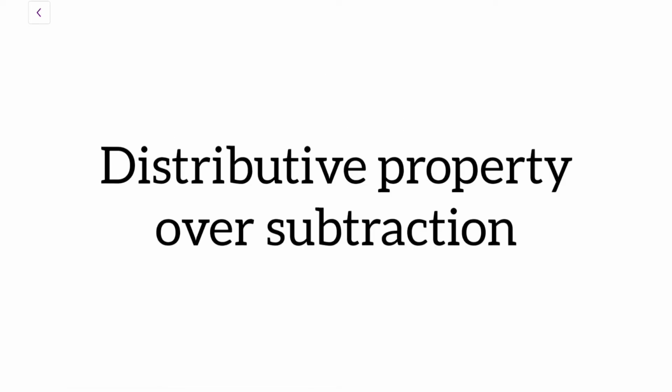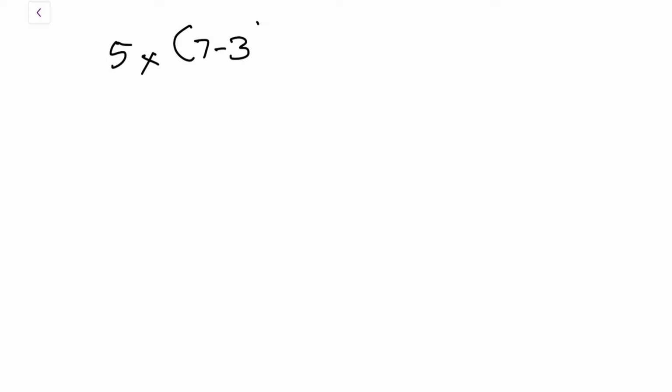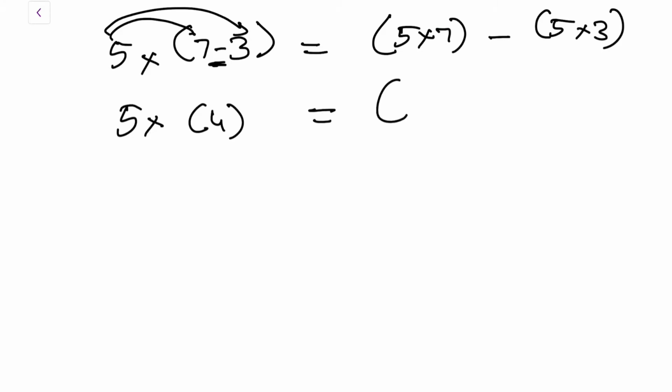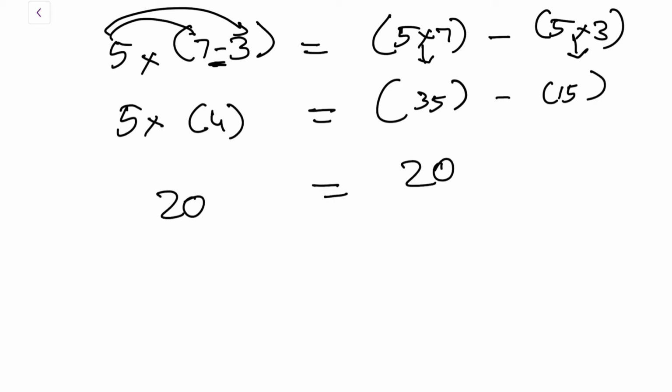Now let's look at the distributive property over subtraction. Okay, 5 into 7 minus 3 is equal to distribute this 5 over 7 and 5 over 3, but with subtraction. That is 5 into 7 minus 5 into 3. If you work this out, 5 into 7 minus 3 is 5 into 4, which is 20. This is 5 into 7 is 35 minus 5 into 3 is 15. 35 minus 15 is 20. This is the distributive property over subtraction. Similar to addition, but just that you can distribute this 5 with subtraction.